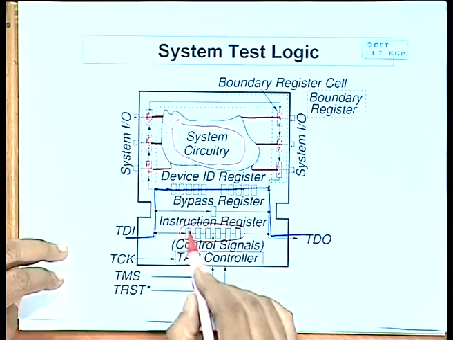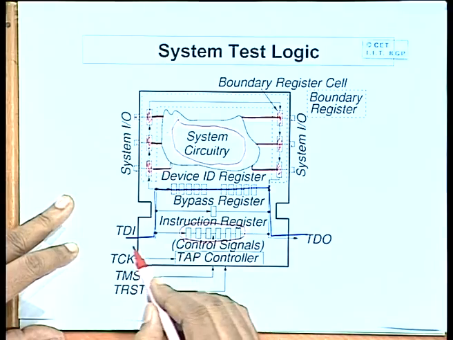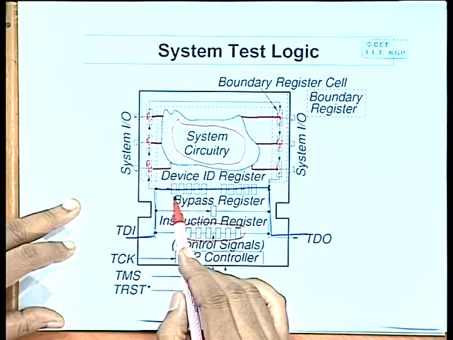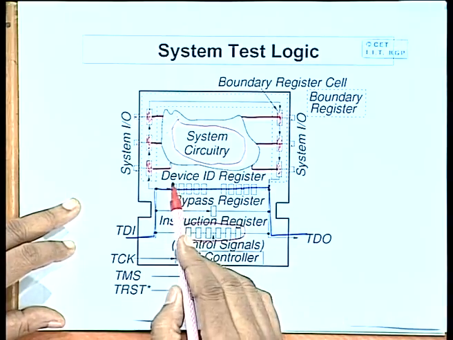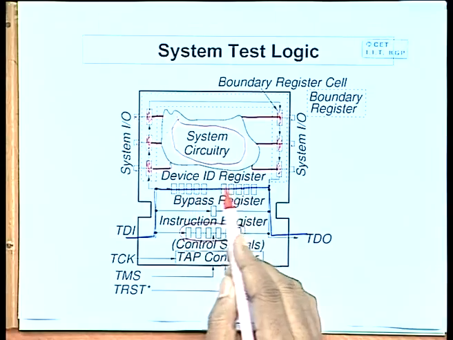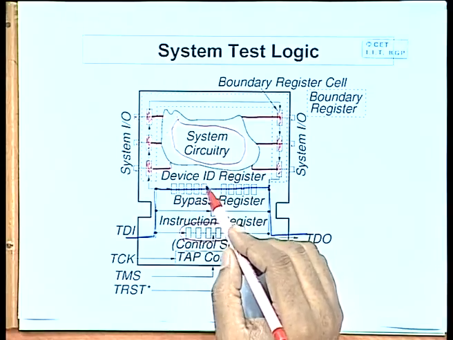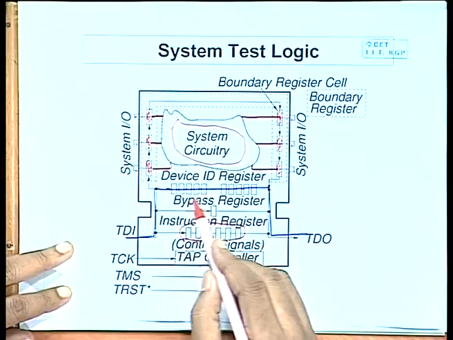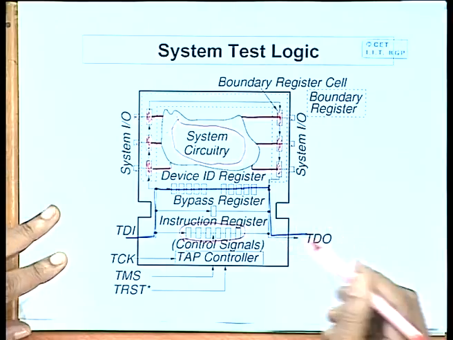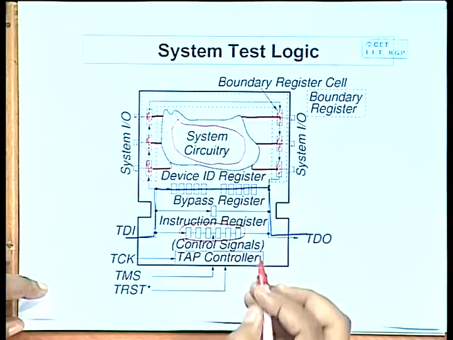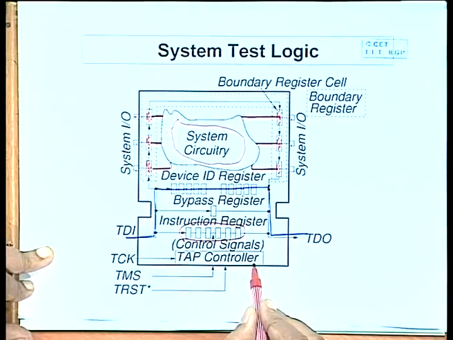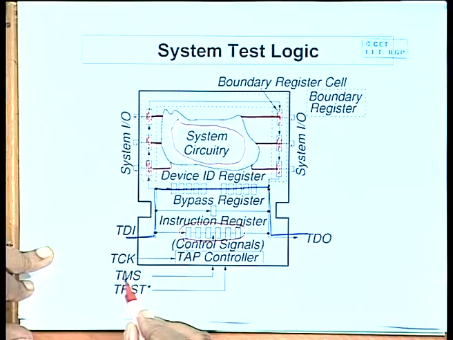So, you can use the bypass path to access the next such chip in sequence. In the bypass path, in addition, there are some device ID registers where the device ID of all these individual chips can be stored. When you are sending the TDI, you can also specify the device ID, it can check automatically, and all these things are controlled by a test access point controller, the TAP controller, and there are some signals like test mode select, reset, clock and so on.